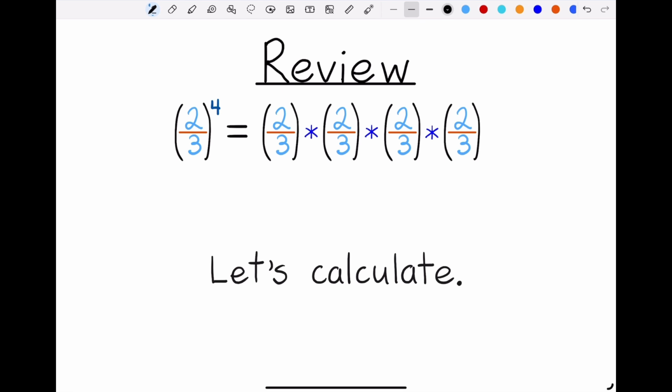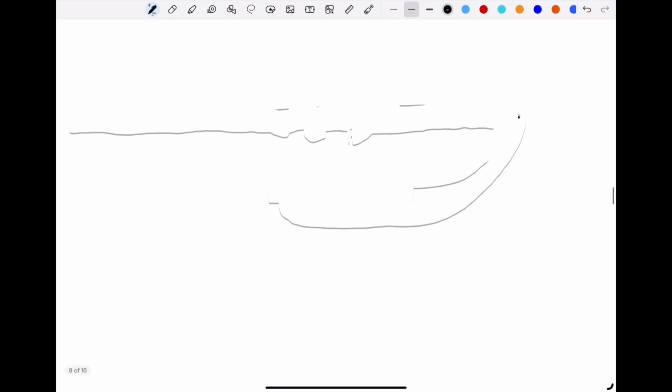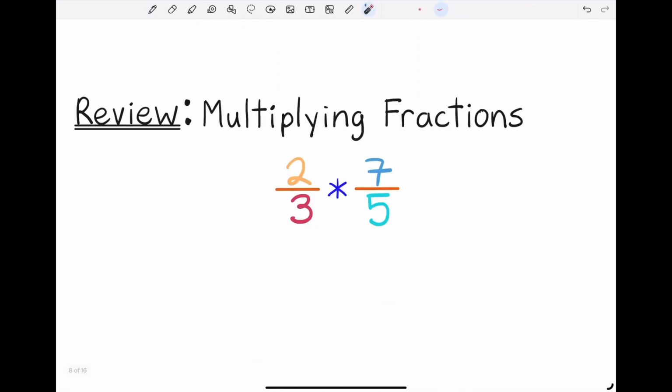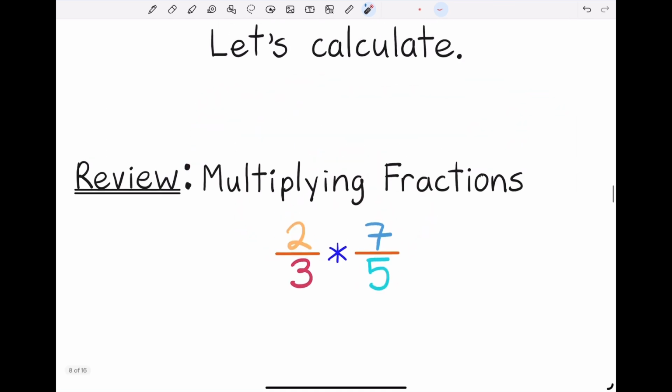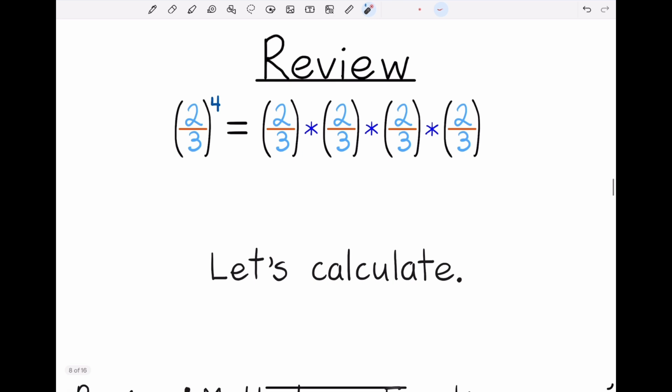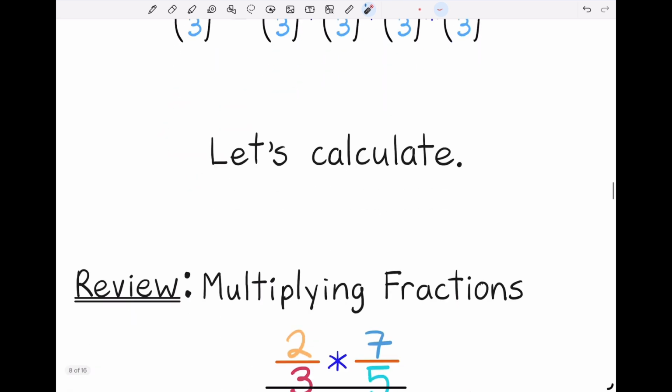But before we do that, let's review how we multiply fractions, because if we're able to do this skill well, we'll be able to calculate exponential expressions such as 2/3 to the fourth power well. Alright, so let's begin.